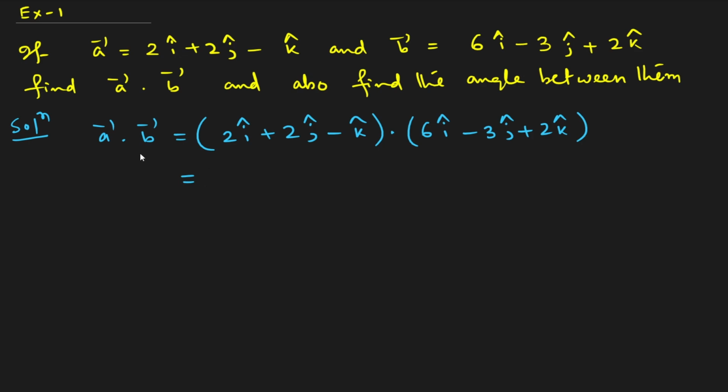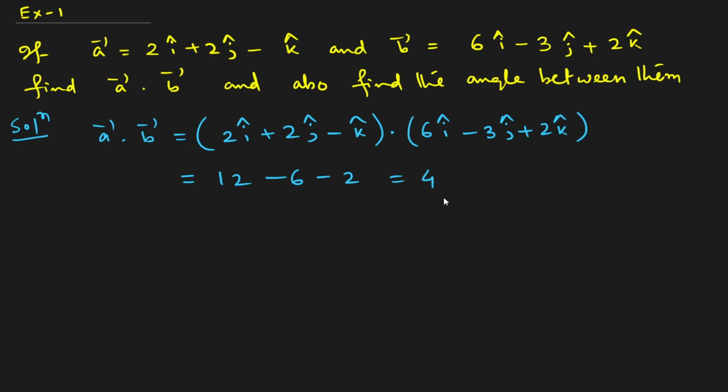Just now you find what a bar dot b bar is. A bar dot b bar is a1 b1 plus a2 b2 plus a3 b3. So here a1 is 2, and b1 is 6. So 2 into 6 is 12. Then 2 into minus 3 is minus 6. Then minus 1 into 2 is minus 2. It will be 4. So it's so simple.